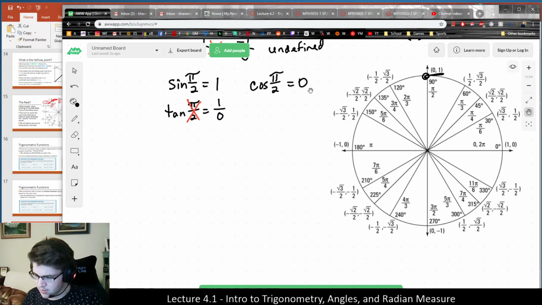Then the other ones we could do: cotangent. I guess I don't need to go in any particular order. Cotangent is the reverse ratio to tangent. It is x over y. So at that location, pi over 2, it would be 0 over 1, cotangent.